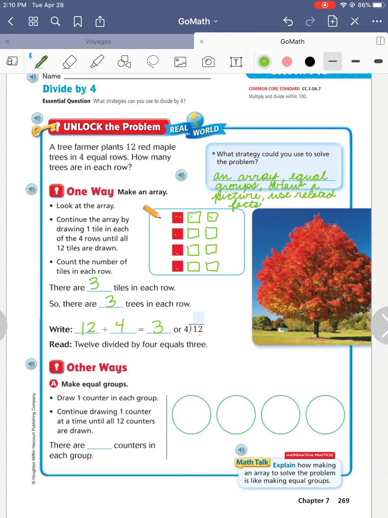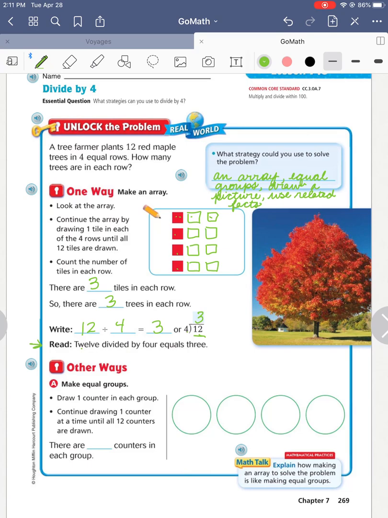Or the other way to write it would be 12 divided by 4 with 3 on the top. And that's how you read it, both ways. If you write it across or if you write it in the box, it's still read 12 divided by 4 equals 3. Another way we can do it is to make equal groups.